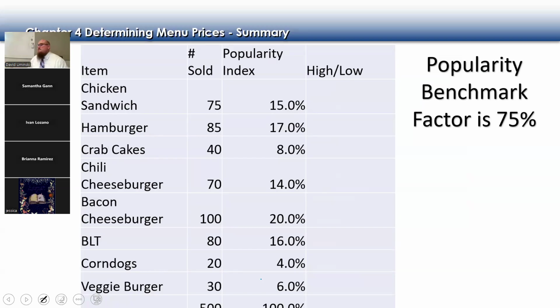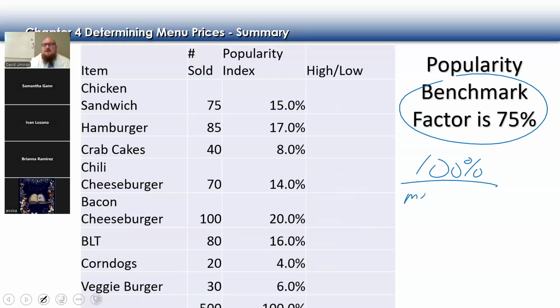For whatever reason, popularity takes it one step further. It's not just simply the average. We have to first find the average, but then we also want to apply a benchmark factor. This benchmark factor for my assignments will always be given to you. Okay? You as a business owner, when you get out to the industry, you're going to decide what that benchmark factor is. Okay? So the way we do this is number one, we divide 100% by the menu items.